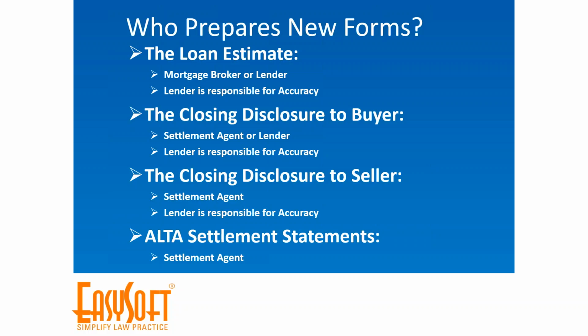The seller's disclosure will be the settlement agent's job to produce. This only contains the seller's information and doesn't address the loan in any way. Once again, responsibility falls to the lender to ensure there are no discrepancies. And finally, the ALTA statement is a popular addition, especially for title companies who want to have their fees itemized on these forms with more detail and separate from the closing disclosure.